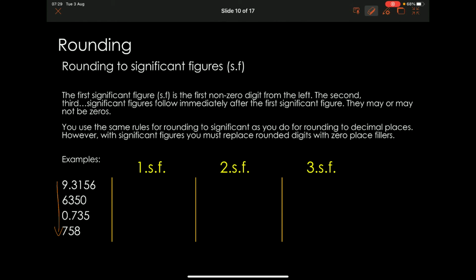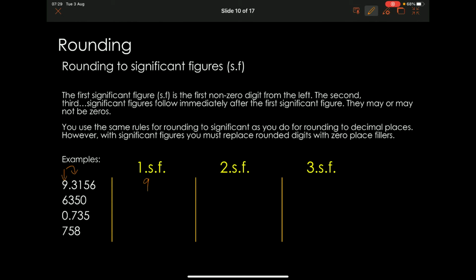So the first number we have here is 9.3156. Our first significant figure is going to be 9. To round to one significant figure, I look at the 9 and I look at the number next to it. If that's a 4 or below, I leave it as it is. But if it's 5 or above, I round up to the next number. What is it? A 3. So that's 4 or below, so that's going to stay as a 9.